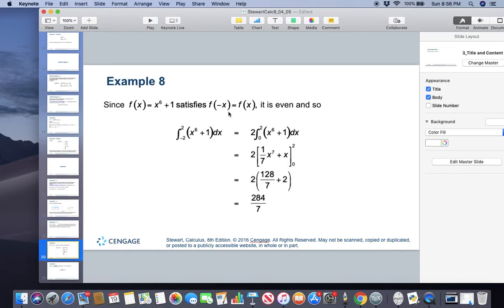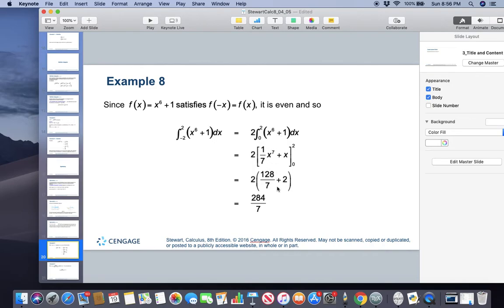Let's look at an example. x to the power 6 plus 1. This is an even function because if I plug in negative x, I will still get the same expression back. So because it's even, negative 2 to 2 will be twice from 0 to 2. The rest is the same. Okay, there is nothing new.